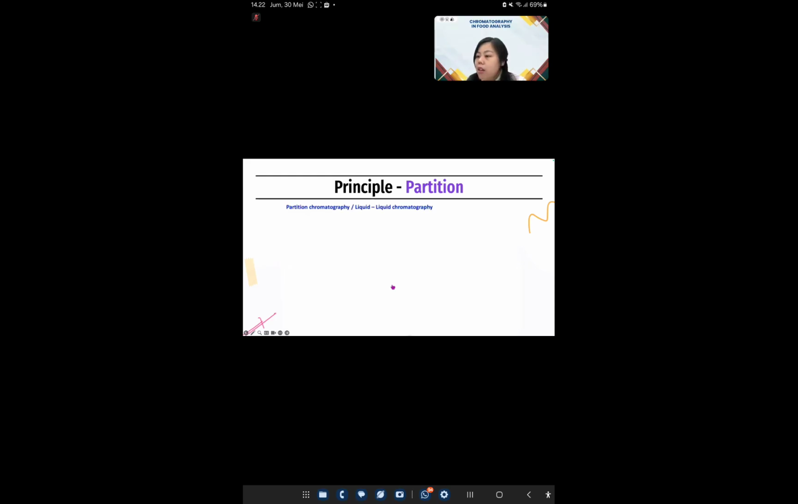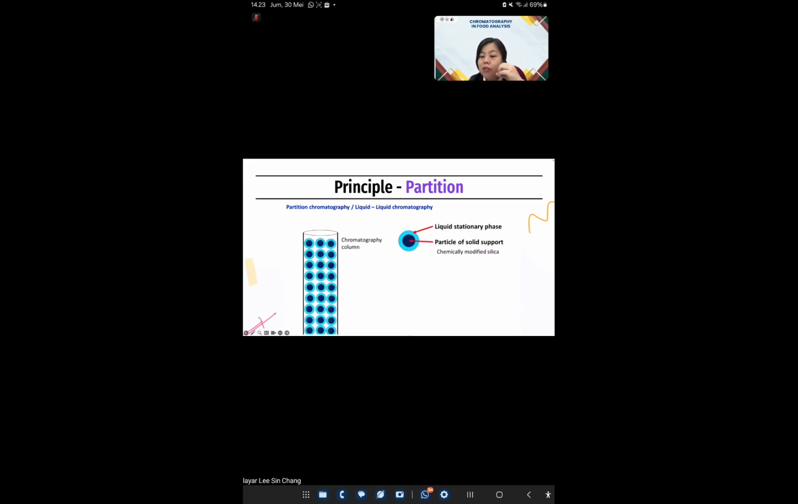Okay. So this is an animation to show the partition. As I mentioned, you have a particle with a solid, and outside of this solid there is a liquid. So this solid and liquid is the stationary phase, right? Usually we use silica as the solid. In the market, we use silica because it's the cheapest. All the silica will be packed inside this chromatography column. So this is your column, all right?